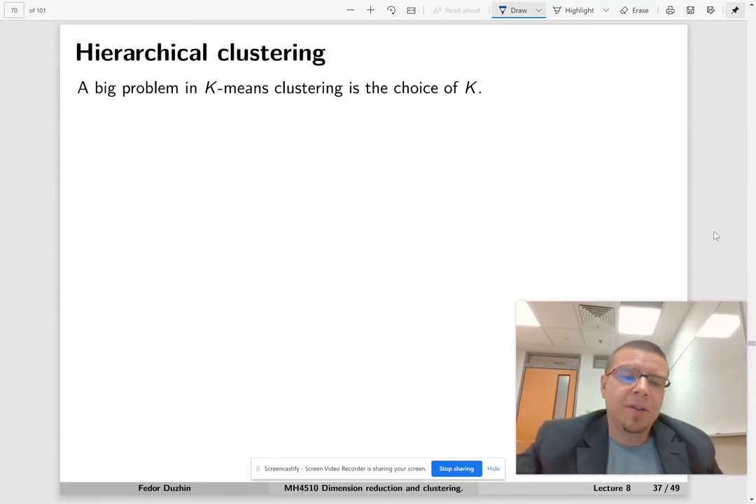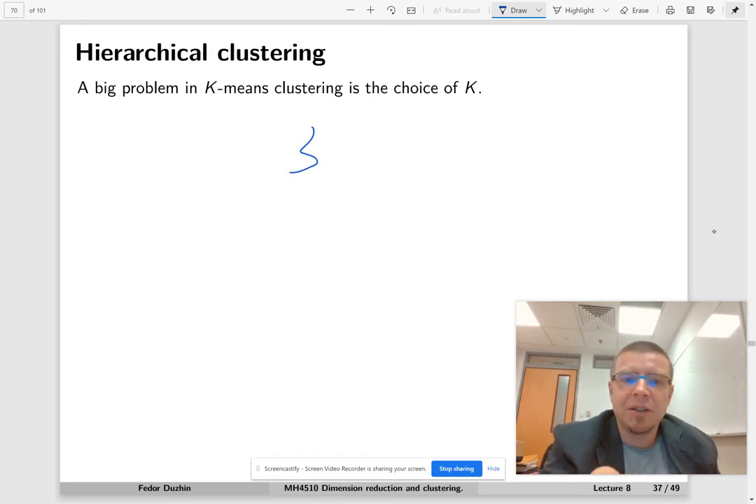So we have seen this k-means clustering algorithm, and a big problem in it is the choice of k. Hypothetically, we could come up with some kind of cross-validation for the choice of k, but in order to do this, we would have to be able to compare the output of k-means clustering with different numbers of clusters, right?